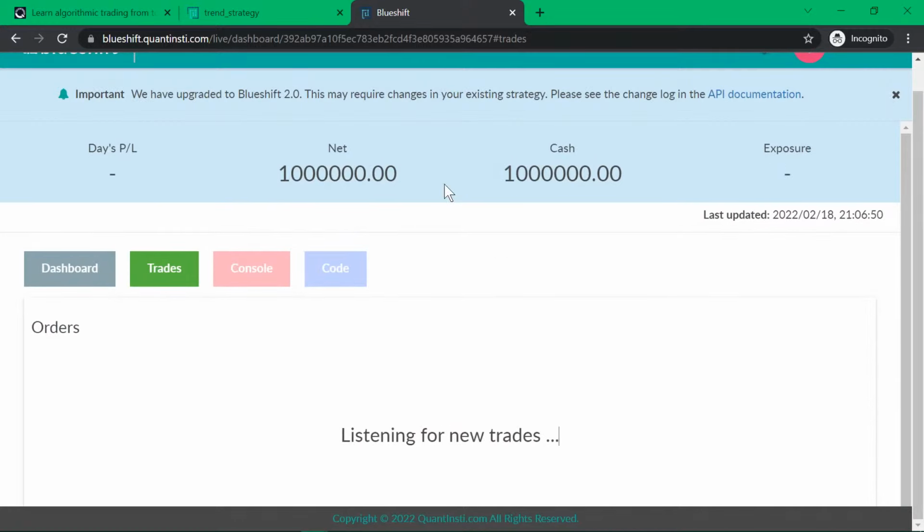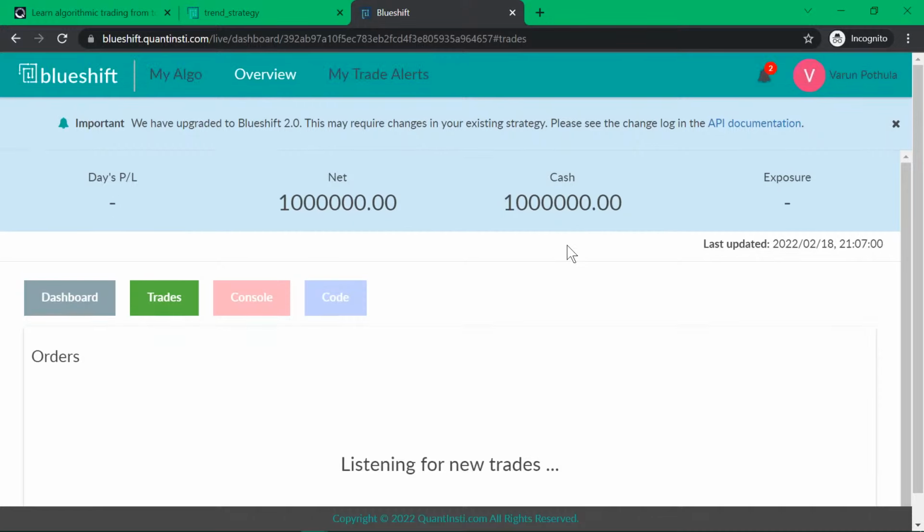So this is how you can use the Blueshift platform for your research and also to backtest your trading algorithms. Once you're happy, you can also release it for paper trading or live trading.